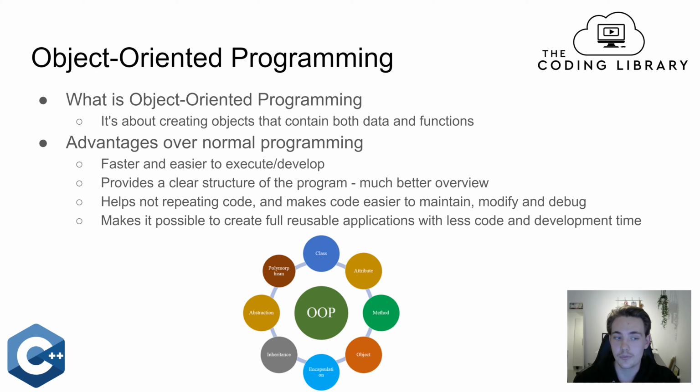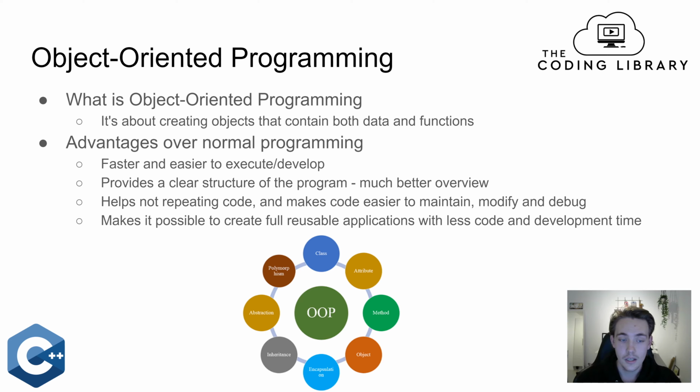So, what is object-oriented programming? It is about creating objects that can contain both data and functions, and then we can work with that in our program. When we're working with object-oriented programming, there are some advantages over standard programming: it is both faster and easier to execute and develop. It also provides a clear structure of the program, and we get a much better overview because we can divide our program into smaller subclasses, with different classes for different things in our program.